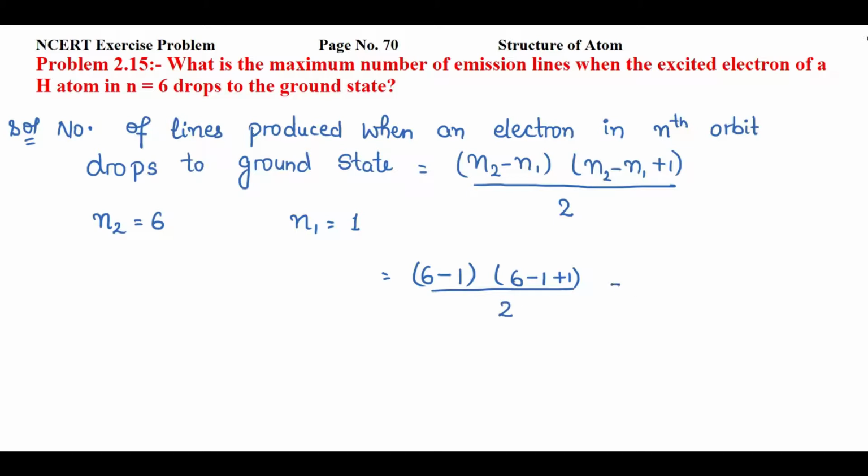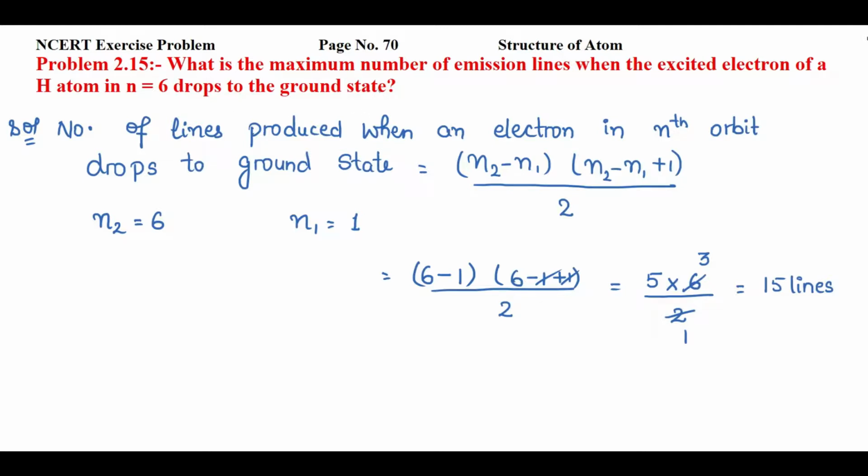So 6 minus 1 is 5, and 6 minus 1 plus 1. Definitely this one will be cancelled with this, so it will be into 6 only, divided by 2. 2 ones are 2 and 2 threes are 6. So 5 into 3 it will be 15. That means 15 emission lines are possible when the electron drops from the 6th orbit to the ground state, right?